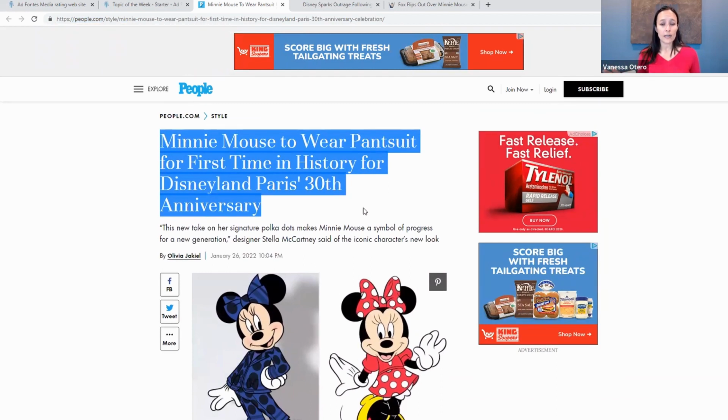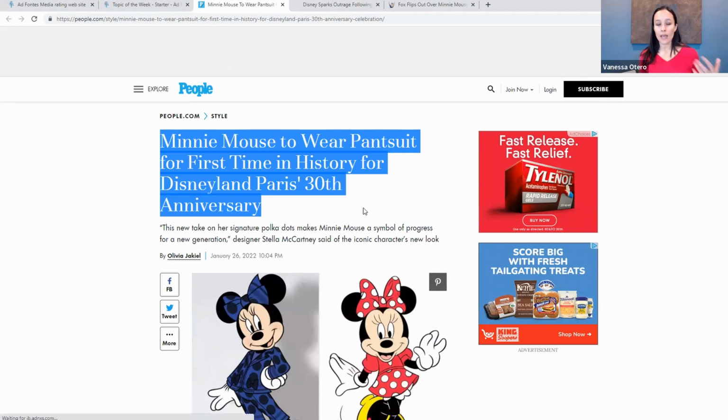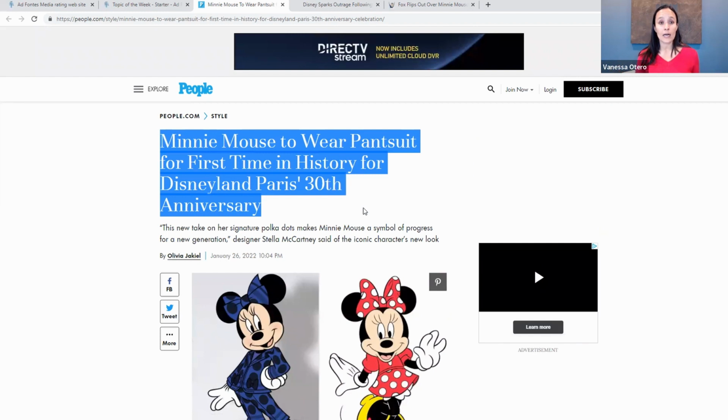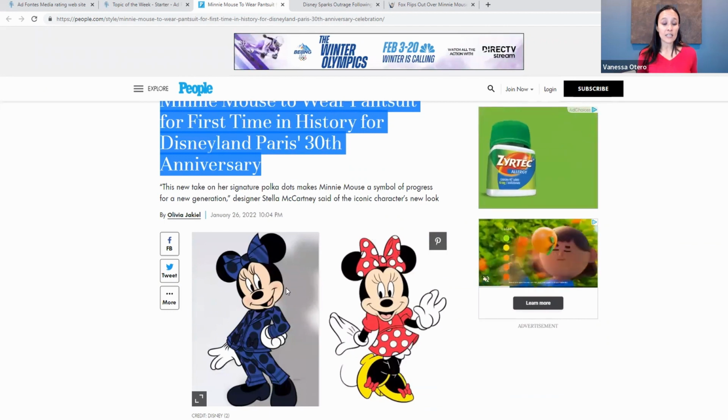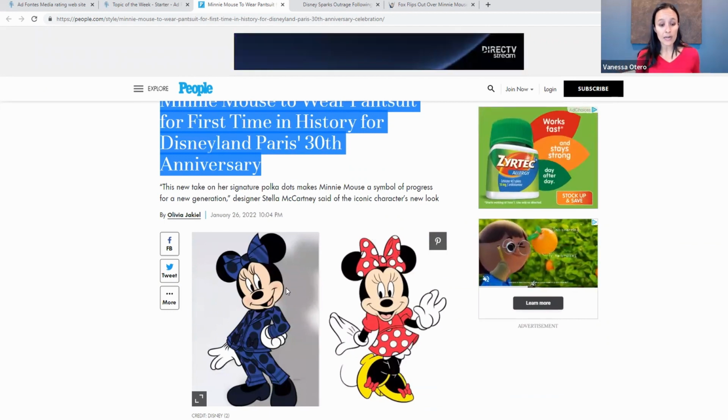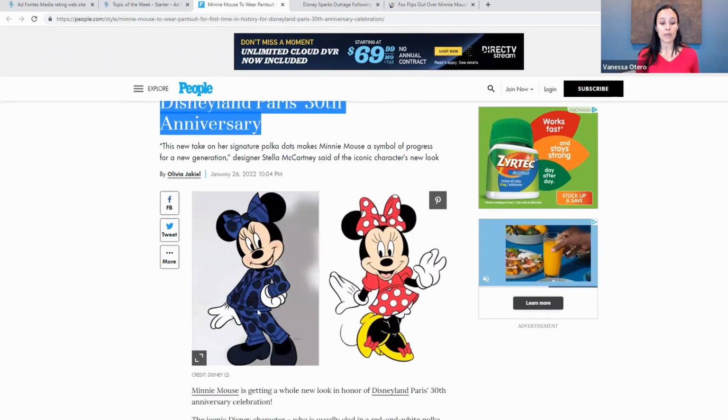So far for the headline, that's one of the factors we rate. It seems pretty factual. It seems pretty straightforward. I feel like I know what to expect from the article from this headline. And if that turns out to be the case after reading the headline, then the headline and graphic will get a high score. And the graphic is, we see said pantsuit, right? There on the left, you have Minnie Mouse in blue and black polka dot. And on the right, her more traditional outfit, which is a dress.